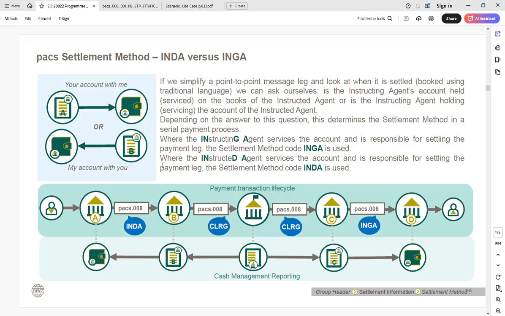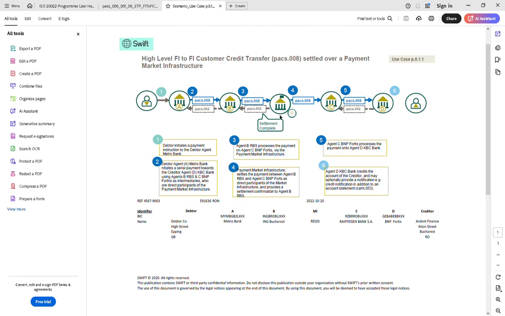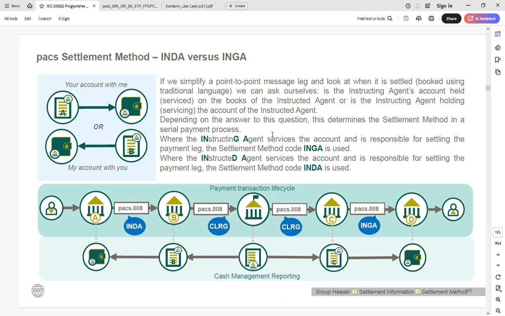Okay, but before that, where to put INDA and where to put INGA, we are going to see one more example. I'm going to show how to identify INDA or INGA, not here but with an example.